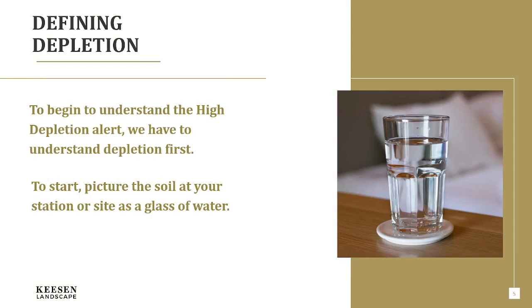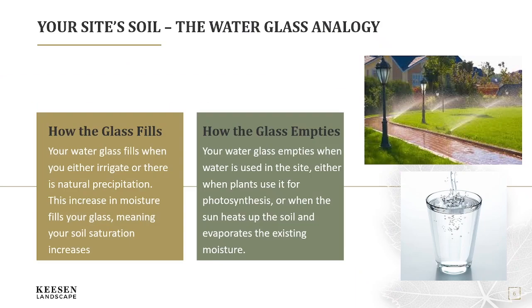To begin our understanding of the high depletion alert, we have to understand what depletion actually is and to be able to picture what it is telling us. To assist in this, we should start by imagining the soil at any given station as a glass of water, capable of being filled by our irrigation and drained by what your plants drink, and what the heat from the sun takes away, also known as ET or evapotranspiration. Expanding on our water glass analogy, there is one way for your water glass or soil saturation to fill and two ways for your saturation to deplete or pour out the water.